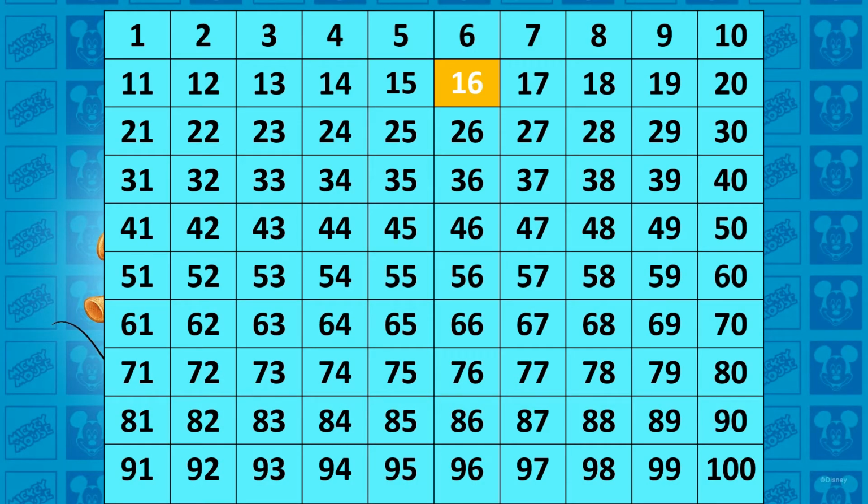Let's look at it on a 100 square. Here we can see the number 16. 10 more than 16 is the same way of saying 16 add 10. 16 add 10 gives us 26. So we know that 10 more than 16 gives us 26.